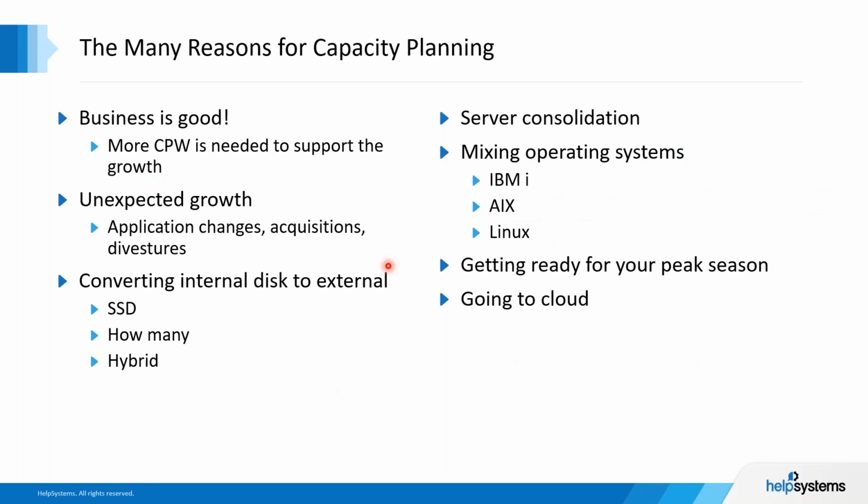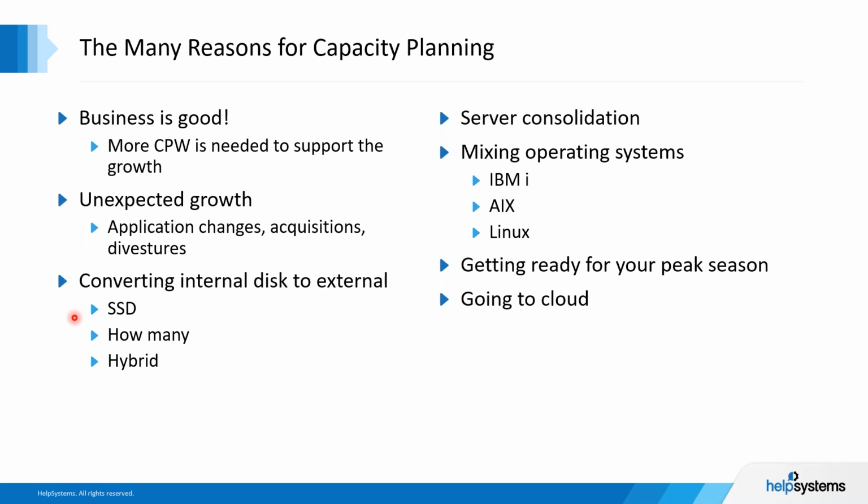So, there are many reasons for capacity planning. One of them is business is good. The economy is going great. We need more CPW, or more RPERF if you're AIX, to support this growth. Maybe you had some unexpected growth, unexpected because you put up this new application and unfortunately it didn't perform as expected. Or your organization went out and acquired or divested parts of the organization. So you have to plan for that unexpected growth or downsize that happens.